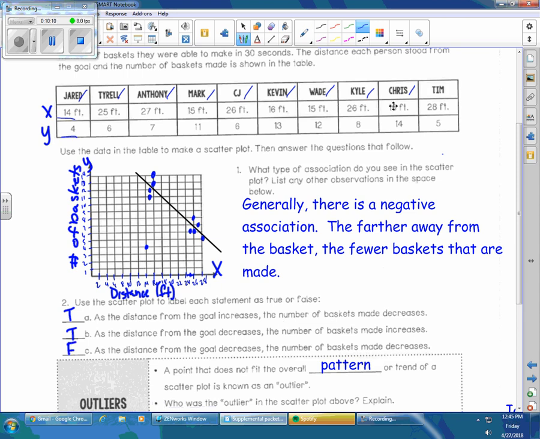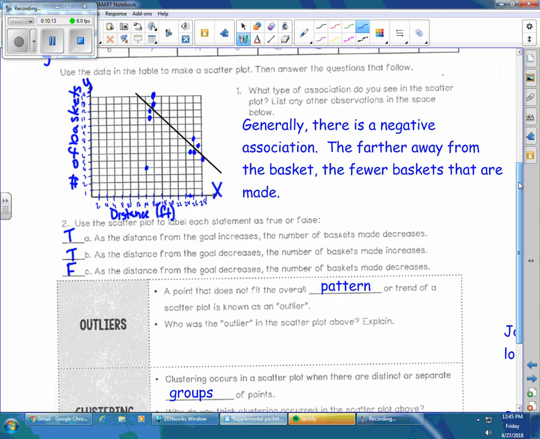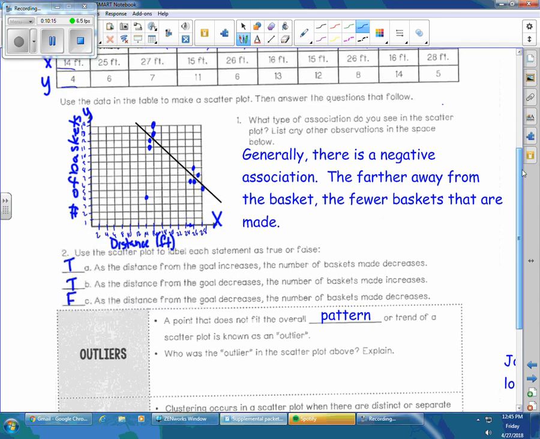So let's talk for a minute about outliers. Outliers are a point that does not fit the overall pattern or trend of the data in a scatter plot. It would be known as an outlier. This one down here, I would call my outlier because this is Jared, he is scoring significantly less than the rest of his teammates that are standing at the same distance away, or he's actually even a little bit closer. Maybe, and this is just a hypothesis, perhaps he's too close to the basket to make it accurately. Maybe he'd need to step a little bit farther away because it looks like the next closest person is actually 15 feet or 16 feet, and they are able to get many more in.